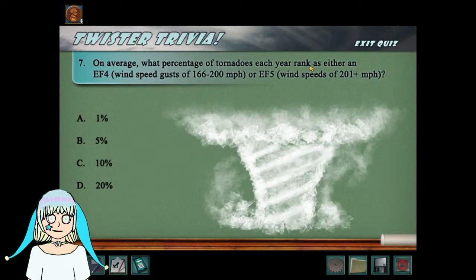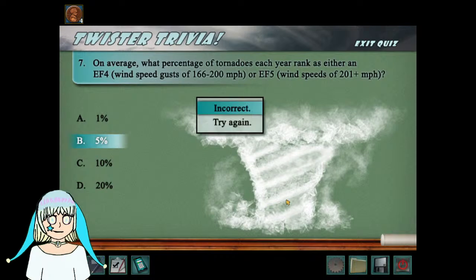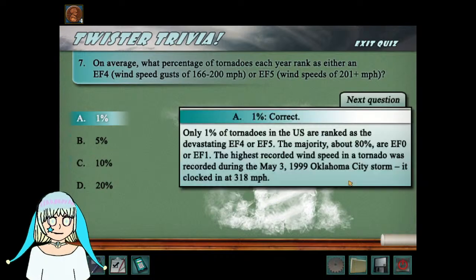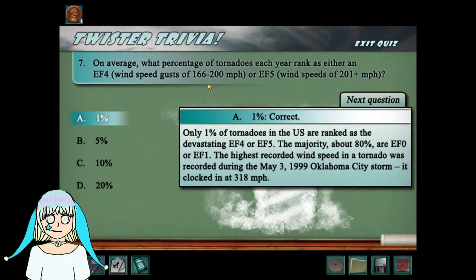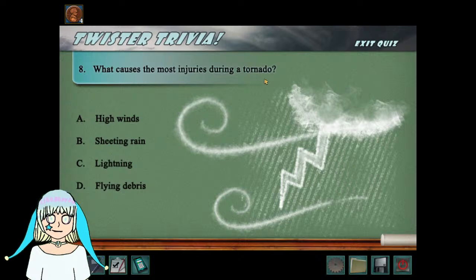On average, what percentage of tornadoes each year rank as either an EF4 or an EF5? Probably very little. I would say maybe 5%. 10% maybe? 1%? Dang, okay. Well, that's good for humans, I guess. Only 1% of tornadoes in the US are ranked. The majority, about 80%, are EF0 or EF1. The highest recorded wind speed in a tornado was recorded during the May 3rd, 1999 Oklahoma City storm. It clocked at 318 miles an hour. Jeez. What causes the most injuries during a tornado?